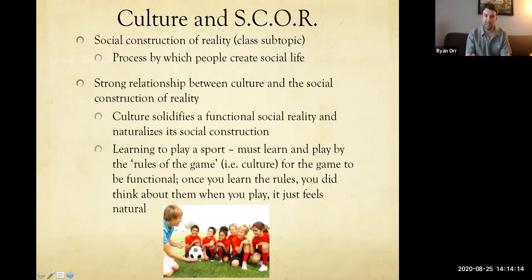And then also, once everybody shares a culture, you naturalize the social construction of reality. And by naturalize it, it just seems the way of things. You seem to be like a fish in water. You feel at place when you're within your own culture. You can't imagine things to be any other way. But again, you have to recognize that social life and culture are not natural, they're created. And the best way to recognize this is to go to a new culture.